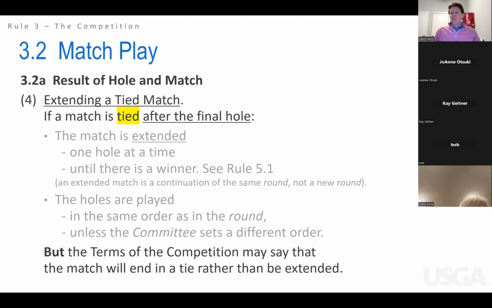Again, just like in our CGA match play in the early rounds, our terms of the competition tell us that we can end a match in a tie. Sometimes in a Ryder Cup style format, or whatever the case is, you'll see that matches end in ties there when you earn points for a team. But sometimes our terms of the competition might tell us that if you're tied after 18, that's the end of the match. You just end up tied.